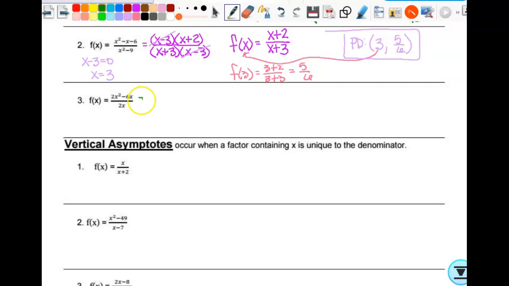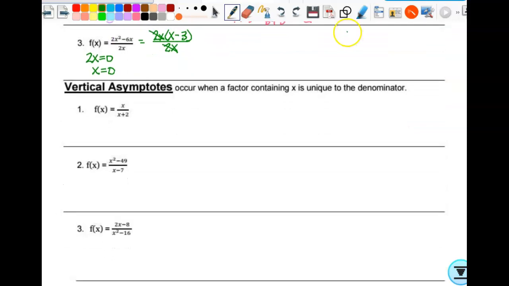All right, so 3. Let's factor 3. In the numerator, I can factor out a 2x. That leaves me with x minus 3 over 2x. So I can cancel out that 2x, and I say 2x equals 0, which means x has to equal 0. So my point discontinuity over here has a 0 for the x value. My reduced function, f of x, is equal to x minus 3.